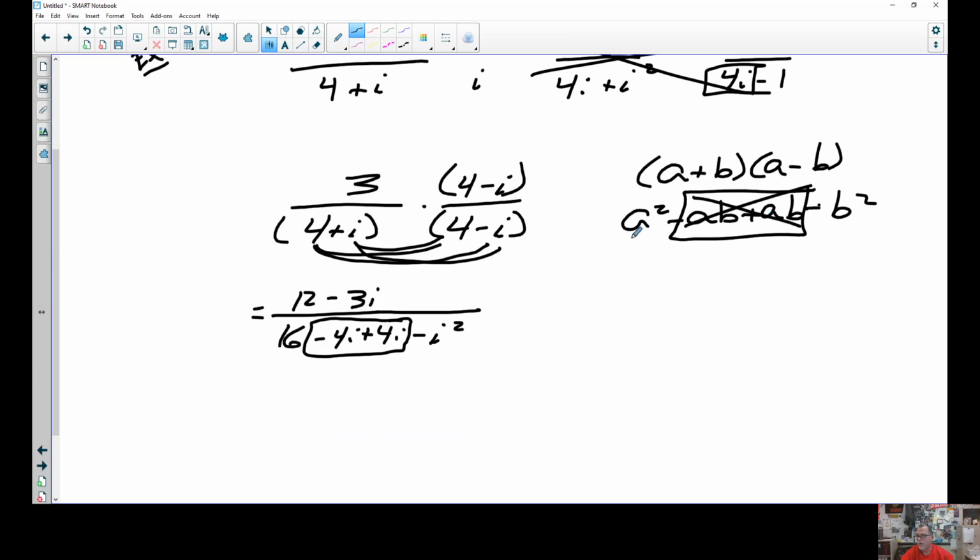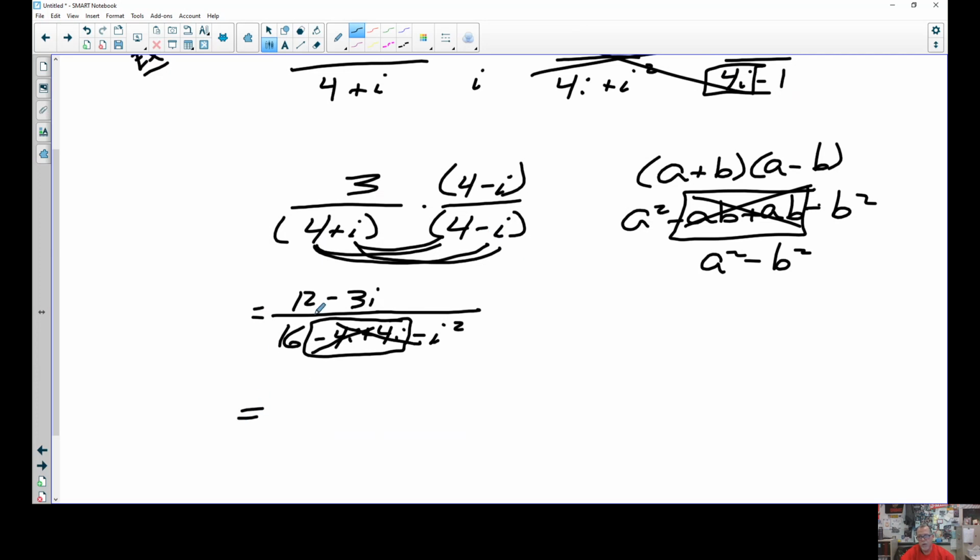That's why we use conjugates, because you just end up with a squared minus b squared. So in the future, if you want to ignore these middle ones, you don't really have to write them in there. You could just say this is going to be 16. Positive and negative is always going to give me a negative, and then this thing squared, negative i squared.